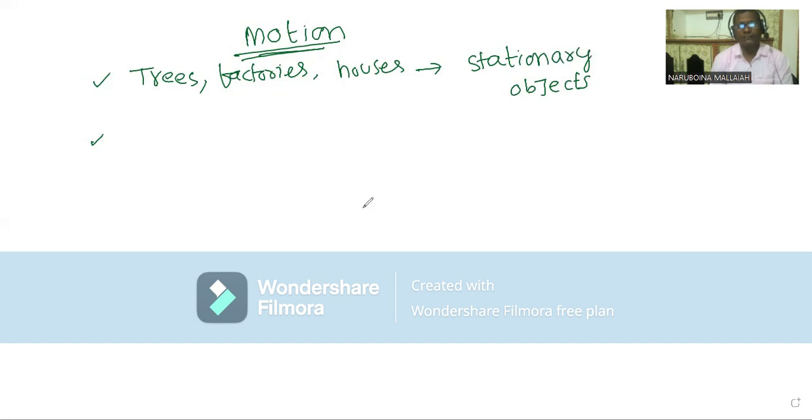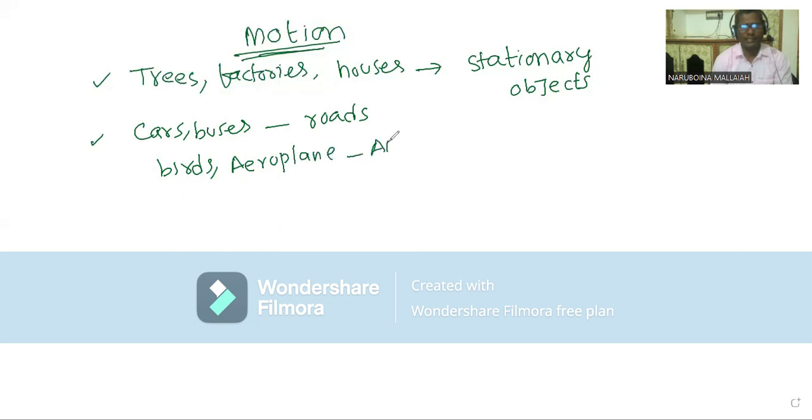Birds and aeroplanes fly in the air. They have movement. They are moving bodies. They are in motion. Cars and buses travel on roads. Birds, aeroplanes fly in the air. Fish swim in water. These are having motion. They are moving.